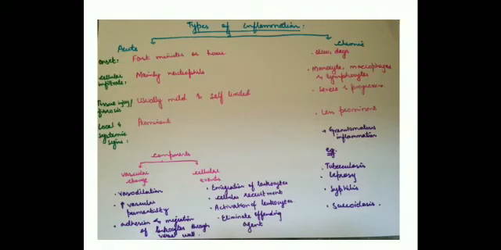Two other examples include the cat scratch disease and Crohn's disease. Mostly there comes a short question that mentions the chronic inflammation, granulomatous inflammation examples, so you should learn them.